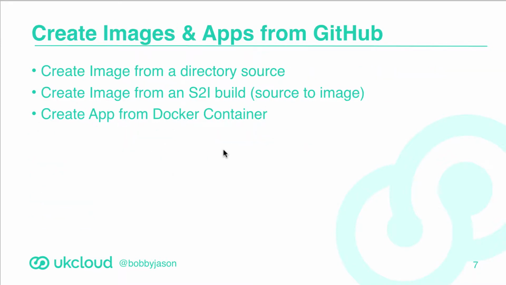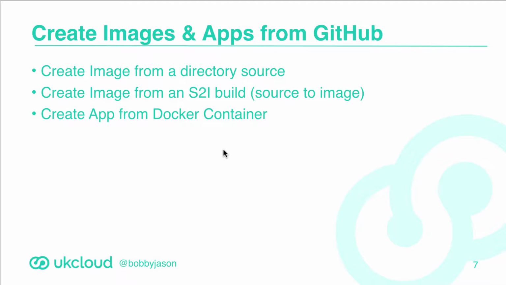What I wanted to cover about images, which I briefly mentioned at the beginning, is the fact that you can create an image from a directory source. You can literally just say, here's my directory with my Dockerfile, go ahead and create it. It uploads the Dockerfile, it'll build, and it'll output to the image stream.